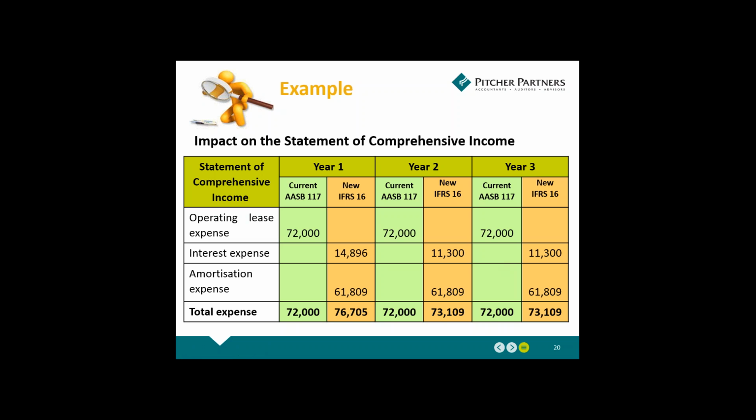So at the moment, operating leases has an even expense. Going forward, that won't be the case. There would be a big expense in year 1, potentially, and going down in year 3.